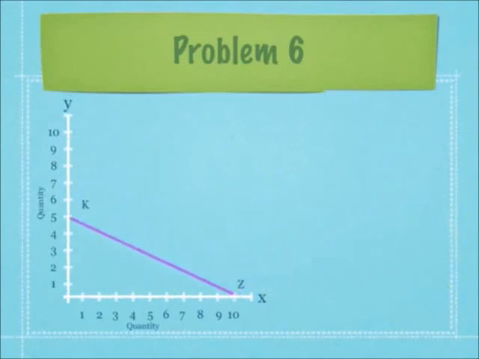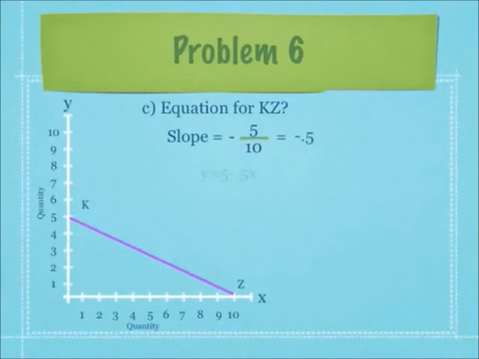The next equation is KZ. What's the slope of KZ? The slope is equal to negative 5 divided by negative 10. Again, it's negative because it's downward sloping. It's 5 divided by 10, and that equals negative 0.5, or 1/2. So the equation is y is equal to 5 minus 0.5x. The 5, if x is equal to 0, y is 5.